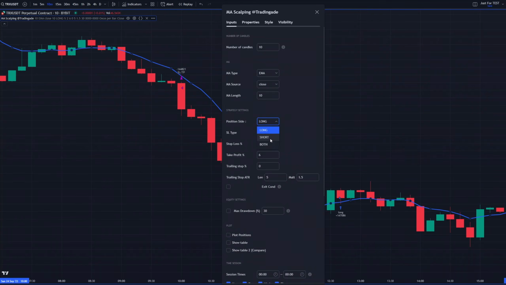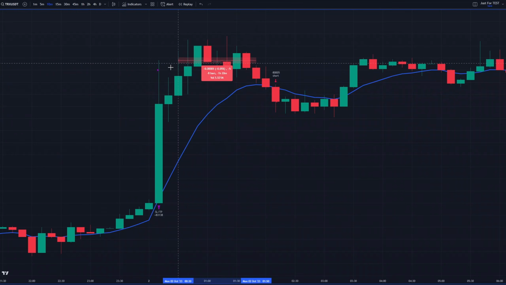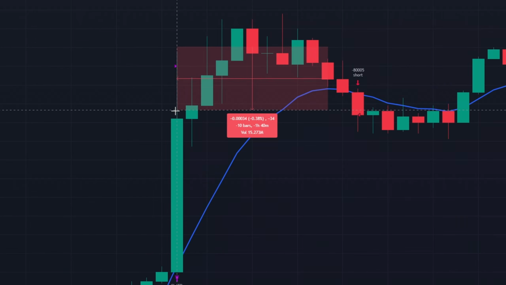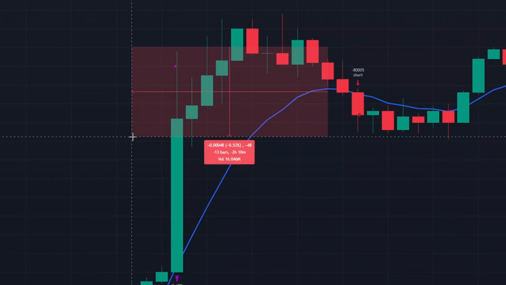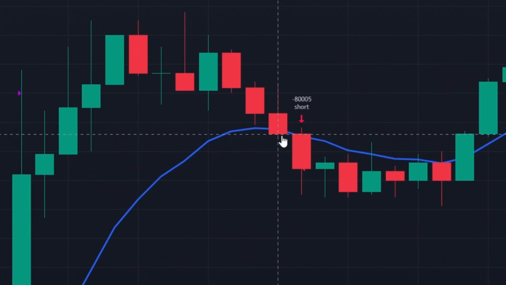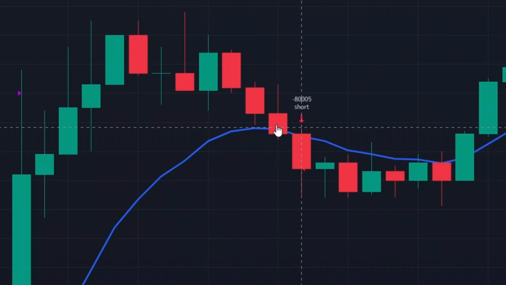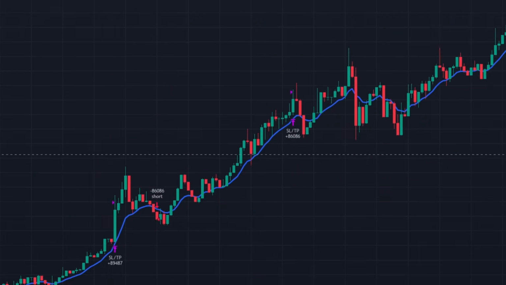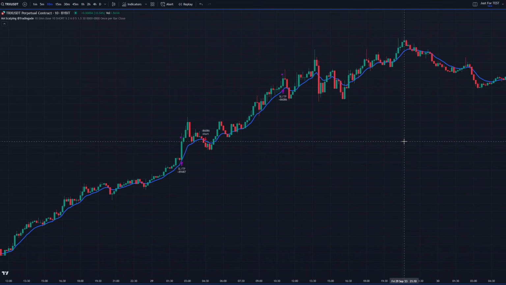Looking at the short position, number of candles 10, so we need to have at least 10 candles above the moving average, and as you can see here we have 10 bars. Then we need the candle to close below the moving average, and then the low of the second candle must be lower than the low of the previous candle. As you can see, pretty simple rules, and I really love it.